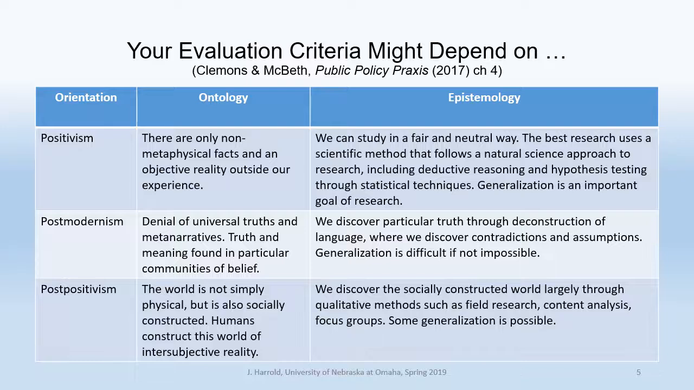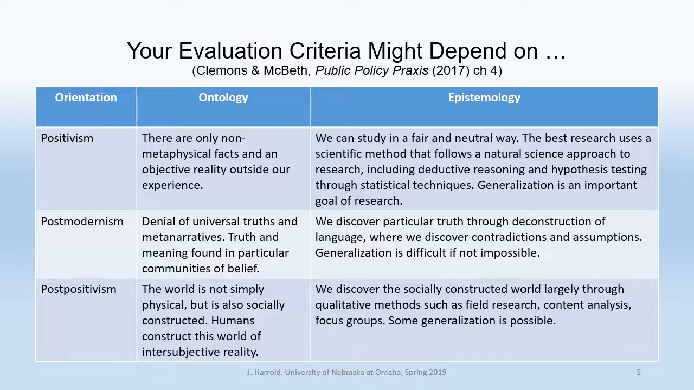So truth and meaning are found in particular communities of belief. And so we discover truth, our epistemology, through deconstruction of language, where we're looking for contradictions and assumptions. And so generalization becomes difficult, if not impossible.